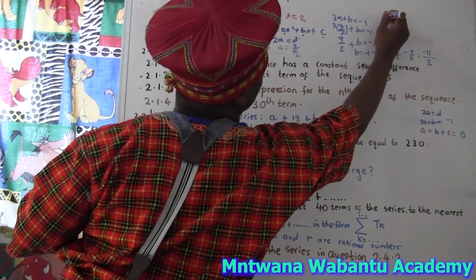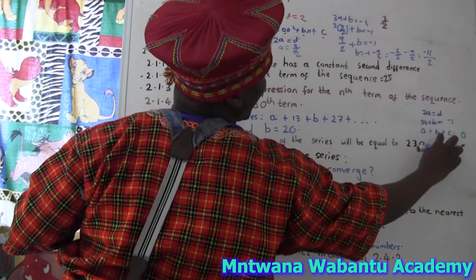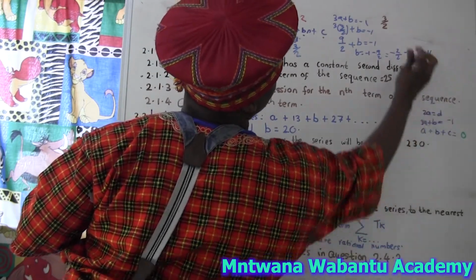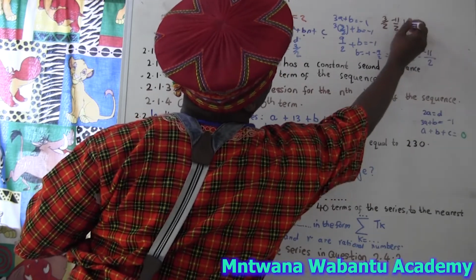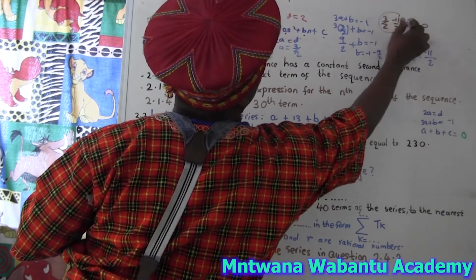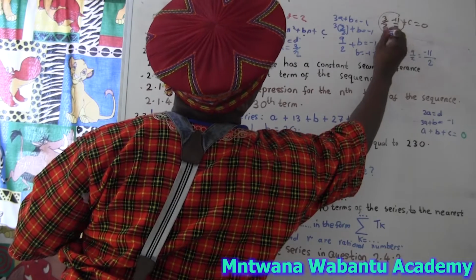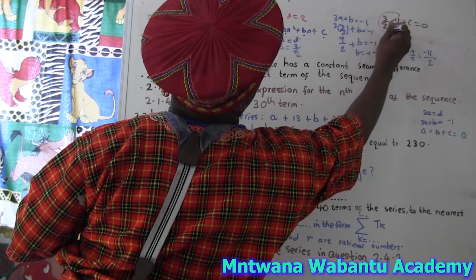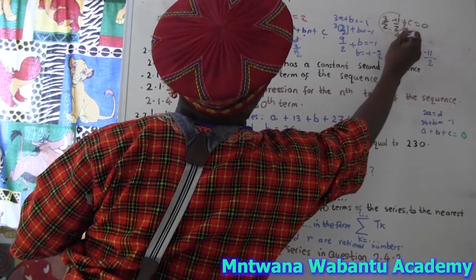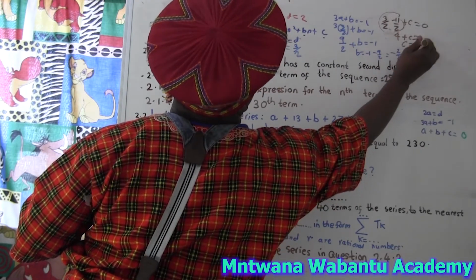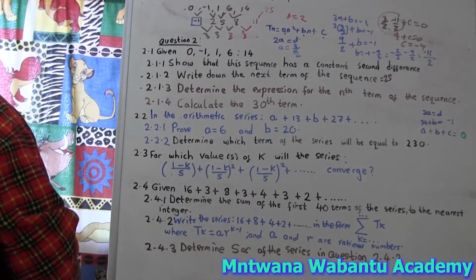A equals 3 over 2 plus B. What is B? Our B equals minus 11 over 2. And then plus C equals 0. Taking this together, the denominator is the same, I'll get 2 here, and then 3 minus 11 equals -8. So -8 over 2 equals -4. Plus C equals 0, so C equals -4.